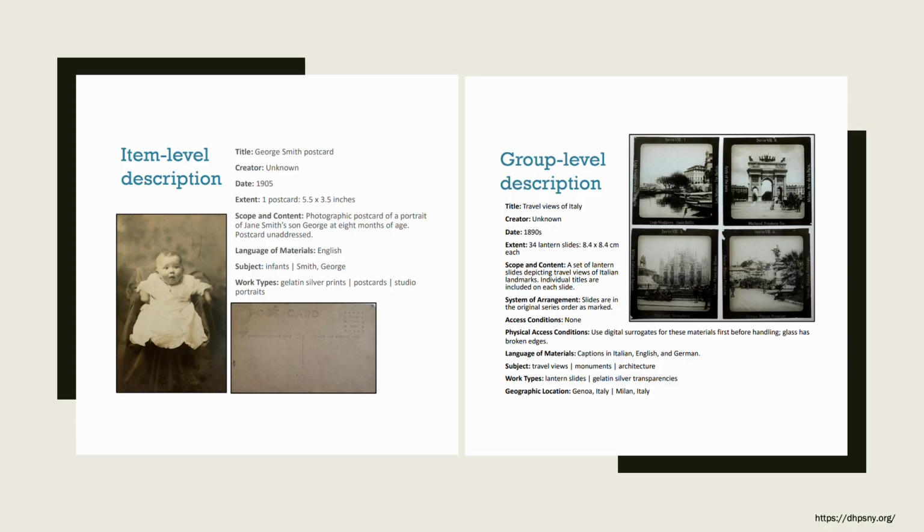System of arrangement describes the current organization of the collection. This is where you would note if items are in original or imposed order. Subject: documenting the subjects by the visual information present. You can use Library of Congress subject headings and/or the thesaurus for graphic materials. Work types documents the processes, materials, and techniques used in the creation of the image. This can include the format of photographs. And location, documenting geographic locations depicted in the image.